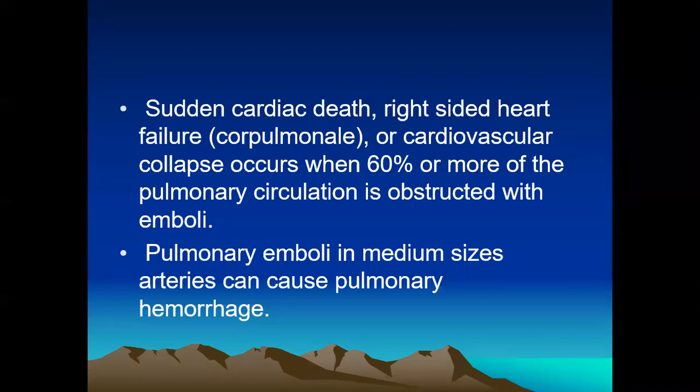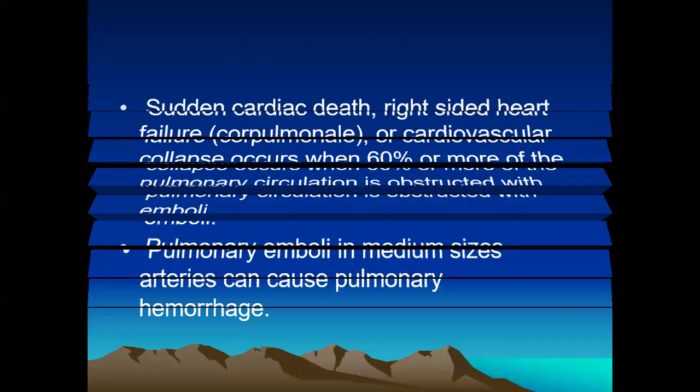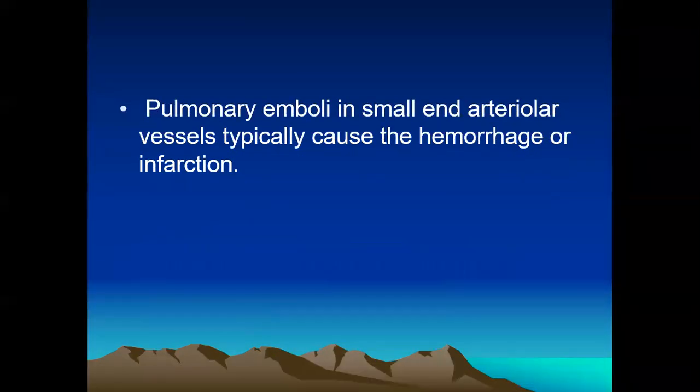Okay, my dear. So in medium size pulmonary emboli, which occur within the medium size arteries, they can cause pulmonary hemorrhage. Now pulmonary emboli can also occur in the smaller end arterioles, and they typically cause hemorrhage and infarction. When an embolus goes into a small arteriole, there is a chance of pulmonary hemorrhage and pulmonary infarction. Okay, my dear. Now this is all about pulmonary embolism.